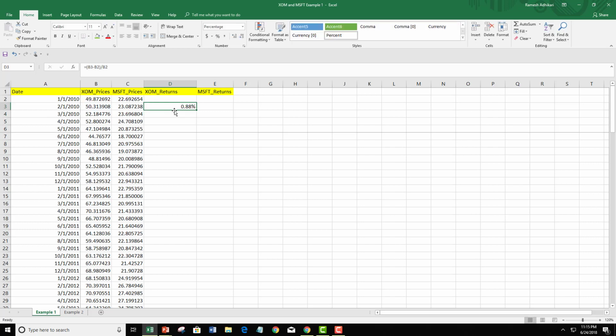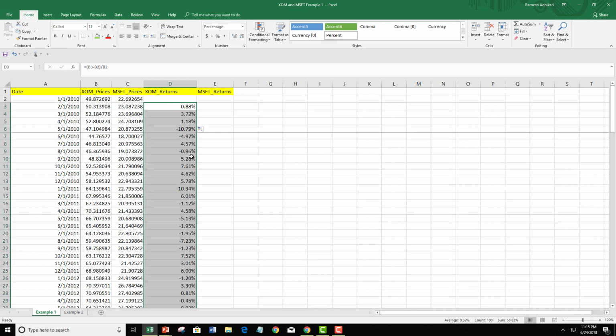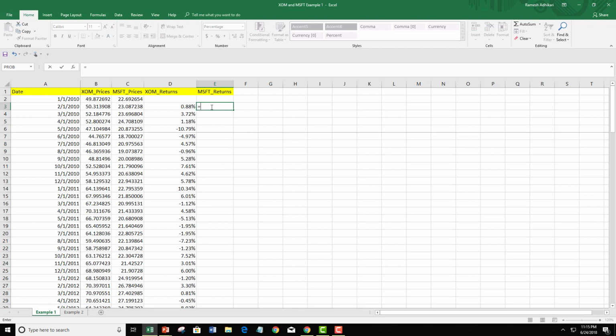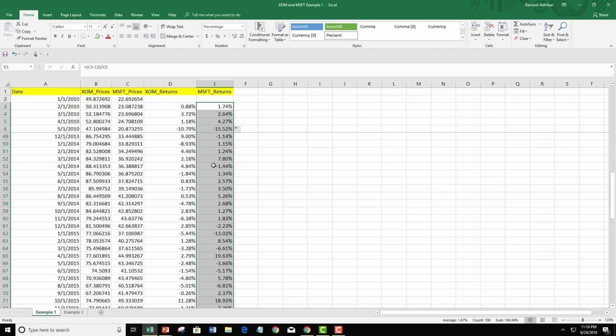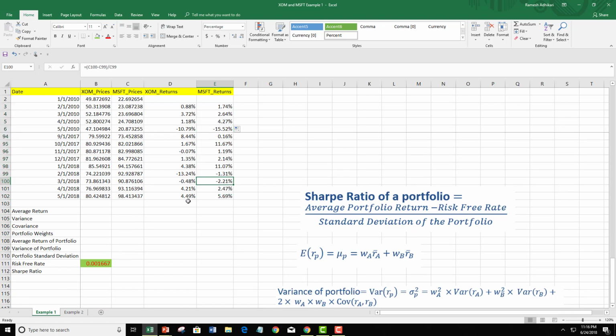And once you compute for the second month, you can double click on the square box and it computes for all the remaining months, right? So similarly, I can compute simple return for Microsoft, which equals the current price minus the previous month price, over the previous month price, and then I can double click on the square box, and now I have the historical return series. So once I compute this, now I can move further.